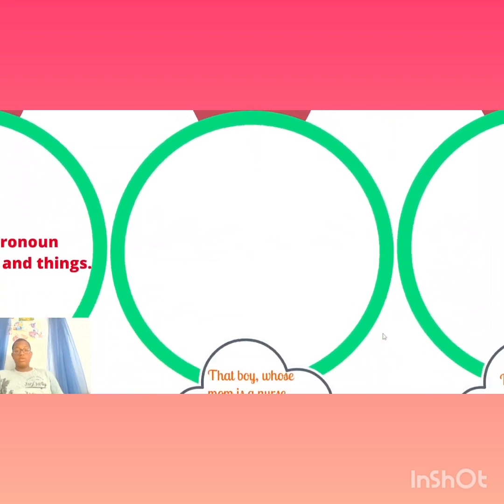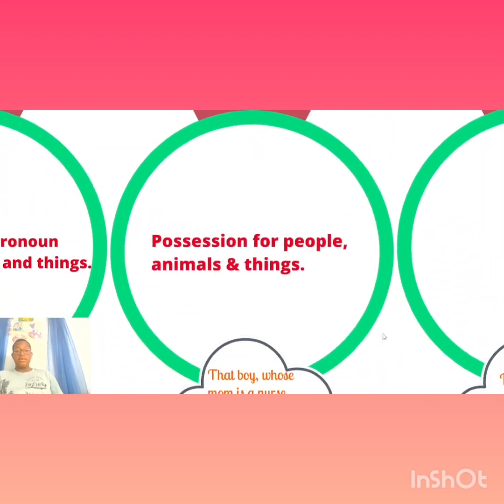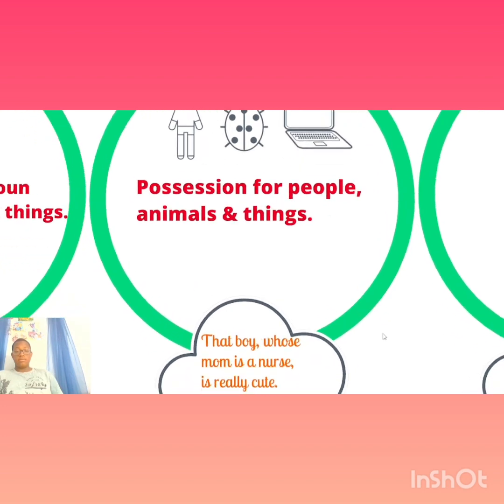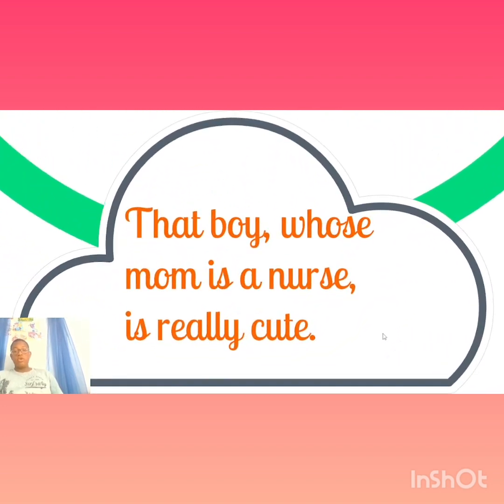Whose is the possession for people, animals, and things. Possession essentially means belonging to someone, and you'll see this clearly in an example a bit later. That boy whose mum is a nurse is really cute. Whose is used because the mum belongs to that boy. It's possessive.